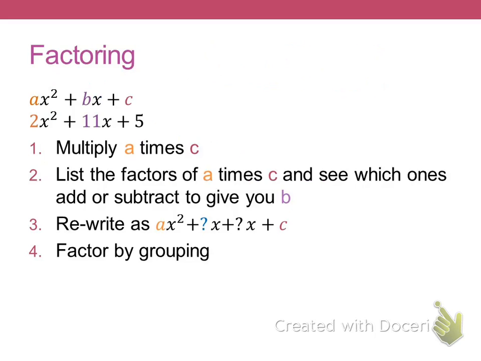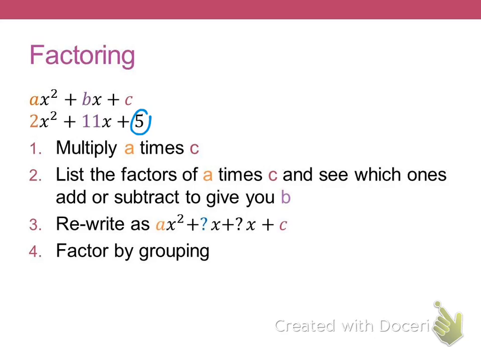They are different from yesterday's because think about it. Let's look at this practice problem that I've given you: 2x squared plus 11x plus 5. If I went by the rules of yesterday, I would say, all right, let's list the factors of 5, which are 1 times 5. Will 1 plus 5 ever add together to give me 11? Never, okay? So that's not a possibility. That's not going to work.